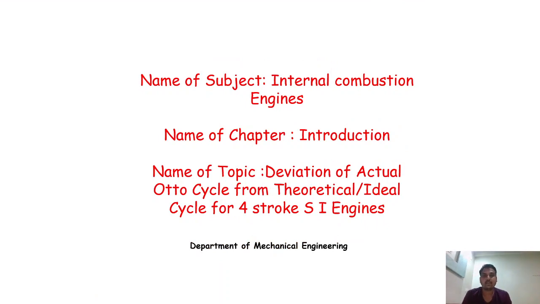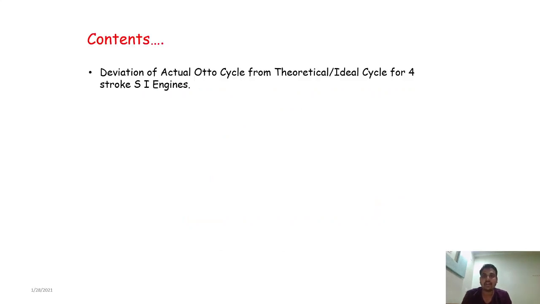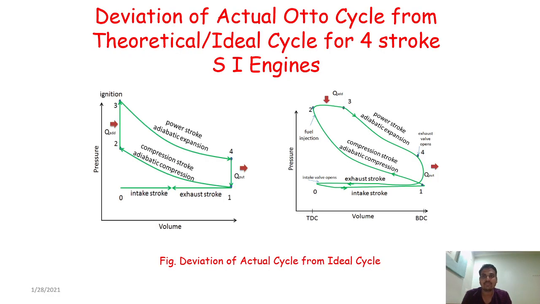Name of subject: Internal Combustion Engines. Name of chapter: Introduction. Name of the topic: Deviation of actual Otto cycle from theoretical or ideal cycle for 4-stroke SI engines. Contents: Deviation of actual Otto cycle from theoretical or ideal cycle for 4-stroke SI engines.